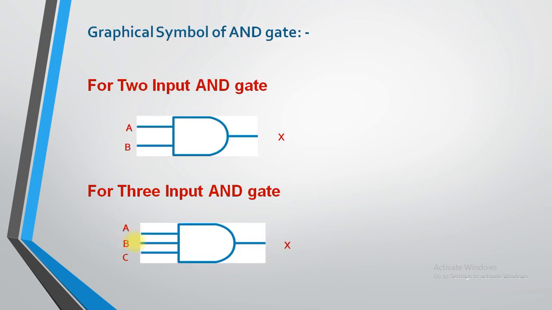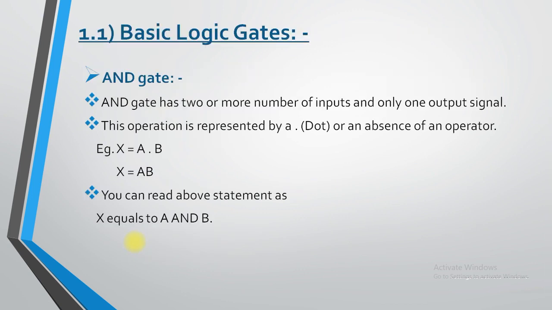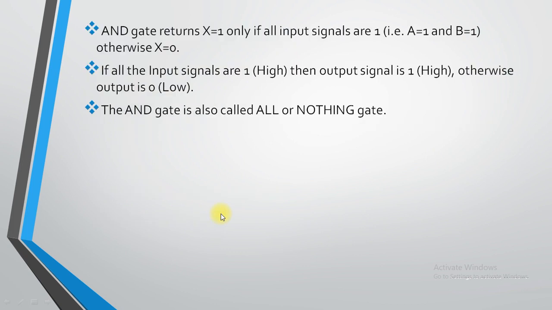So this is called the AND gate, basic logic gate number 1. I want to repeat this once again because our next gate is related to this particular gate. The AND gate has two or more inputs, but the output signal is always one. The AND gate is represented by a dot or the absence of an operator. You can either write X equals A into B or X equals AB. You can read the above statement as X equals A and B. These three points are related to the truth table.